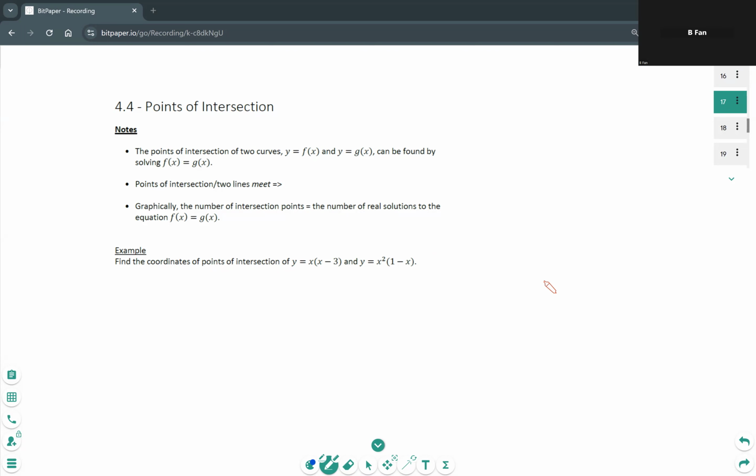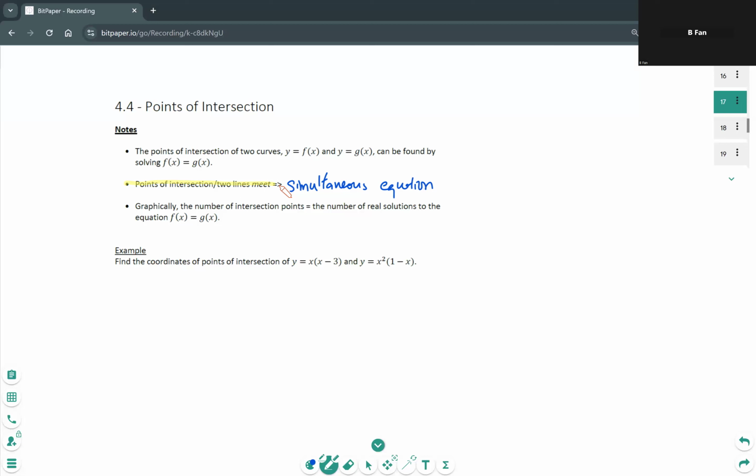The points of intersection of two curves, y equals f of x, meaning a function of x, and y equals g of x, another function of x, meaning two different graphs, can be found by solving f of x equals g of x. So this is the key point. When two lines or curves meet, you have to perform simultaneous equations.